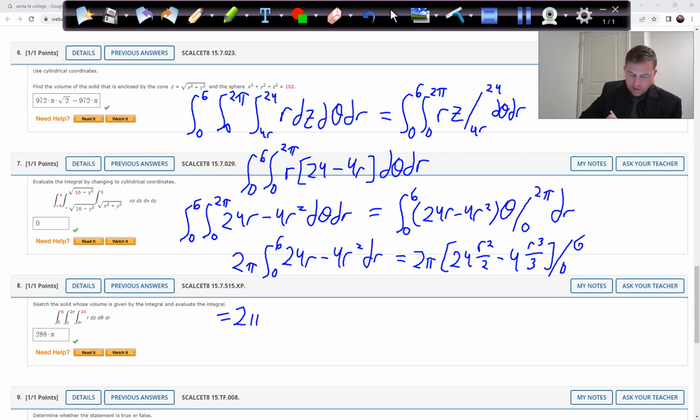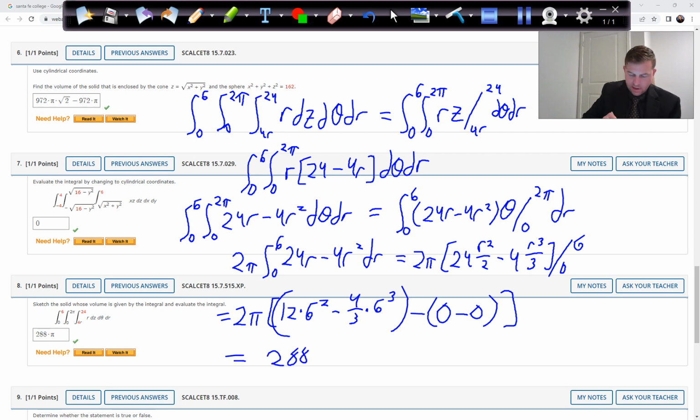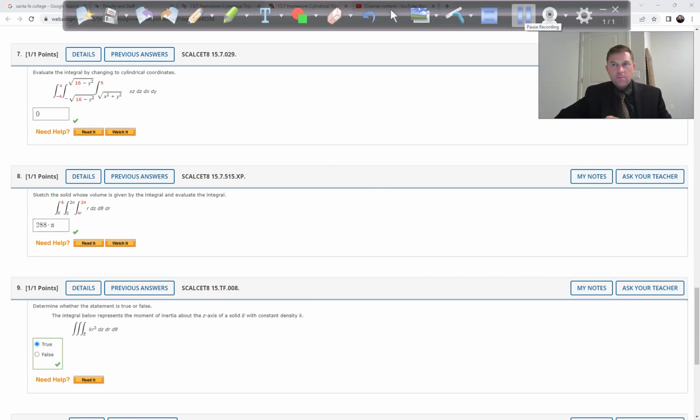So we get 2 pi, 12 times 6 squared, minus 4/3 times 6 to the third, minus 0 minus 0. And if you do all this, you should get 288 pi. So not too bad there. They gave us the setup, and we just had to perform the actual integration. Problem 8. Okay, problem 9 is a true or false question.